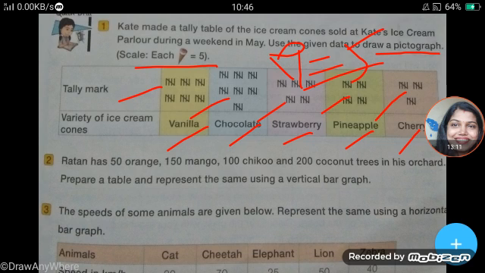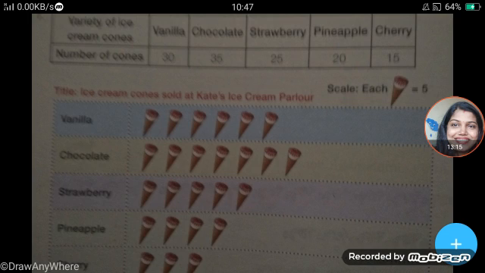So here what I'm going to do is I'll just show you. So here I have taken a variety of ice creams, ice cream cone, that is the flavor, that is vanilla, chocolate, strawberry, pineapple, cherry, and the number of cones sold like 30, 35, 25, 20, 15. If you just see, it is clearly multiple of 5, that's why they have taken scale as each cone is equals to 5. Now what is the title children? Ice cream cones sold at Kate's ice cream parlor becomes your title.